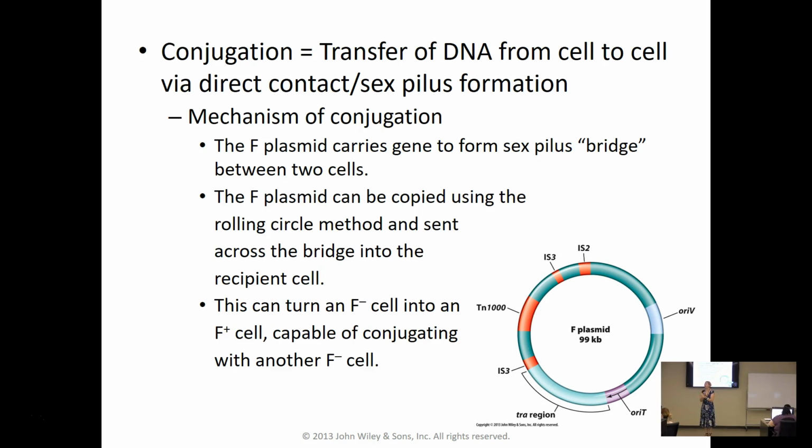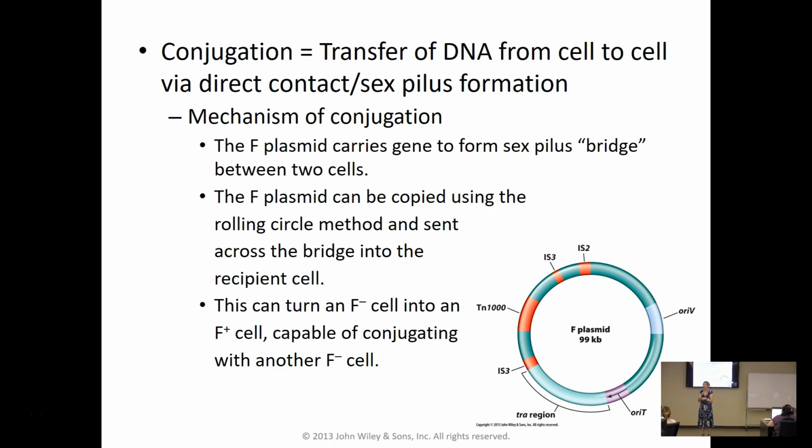And sometimes they will lose these plasmids. It takes energy to maintain this information, to copy this information. So sometimes if there isn't selective pressure to keep it, if it isn't beneficial, they will get rid of it. And so they can actually go from plus, having something, to minus, not having it. But typically they're going to have it and they're going to pass it on to others.